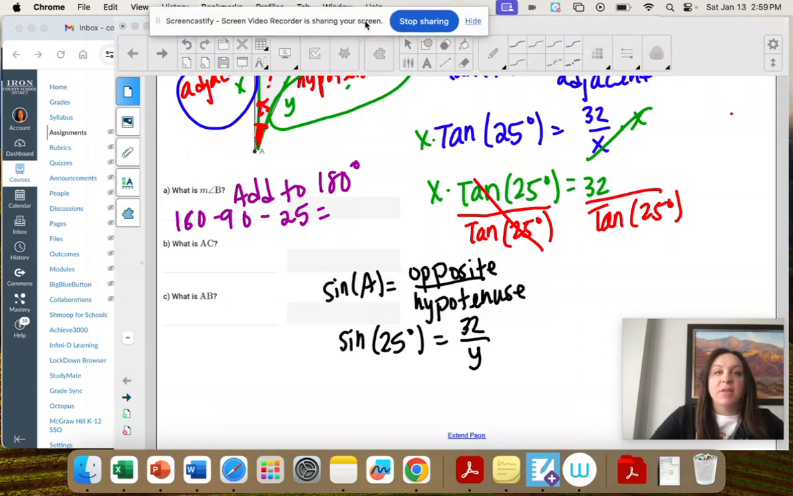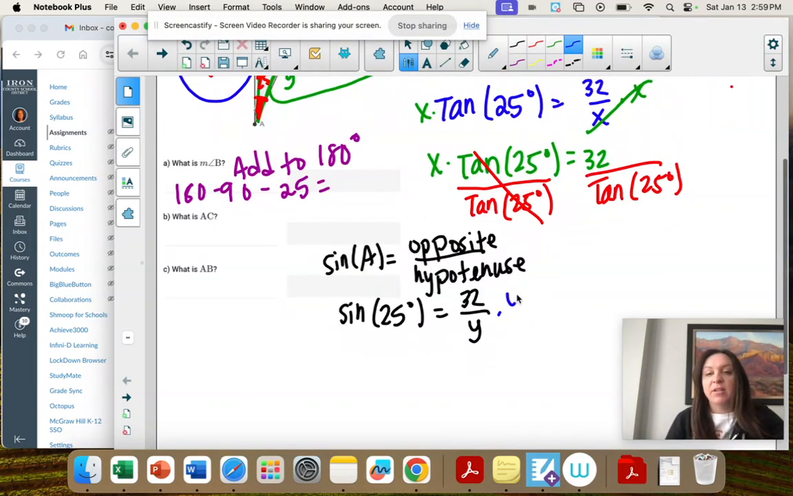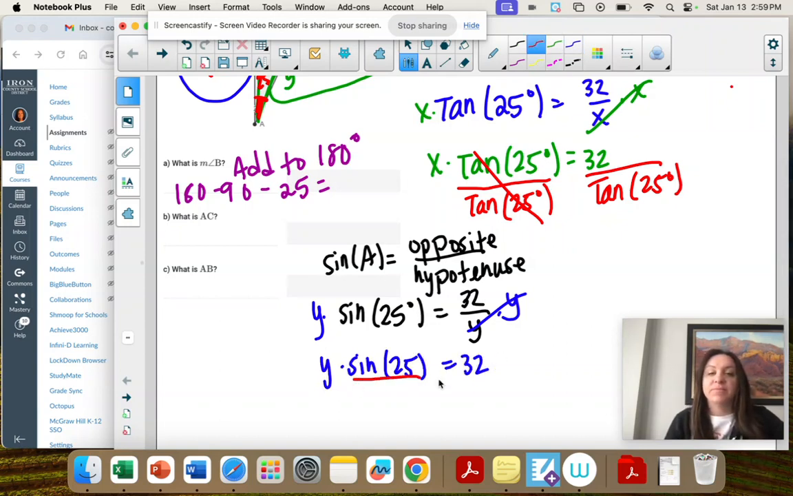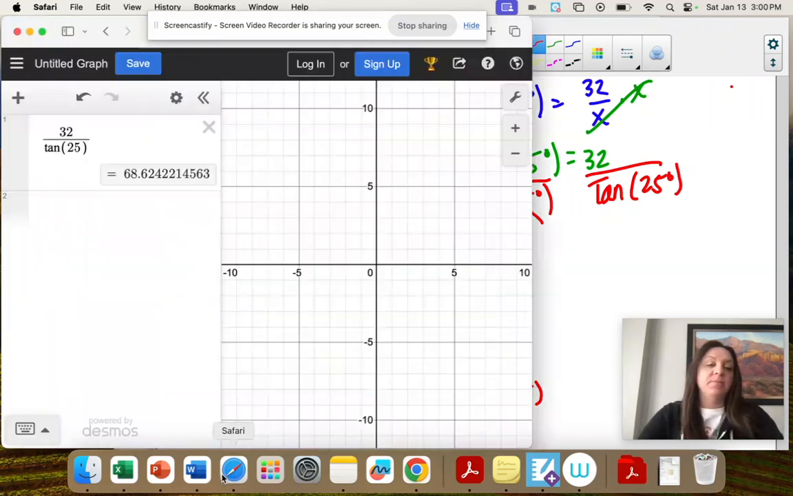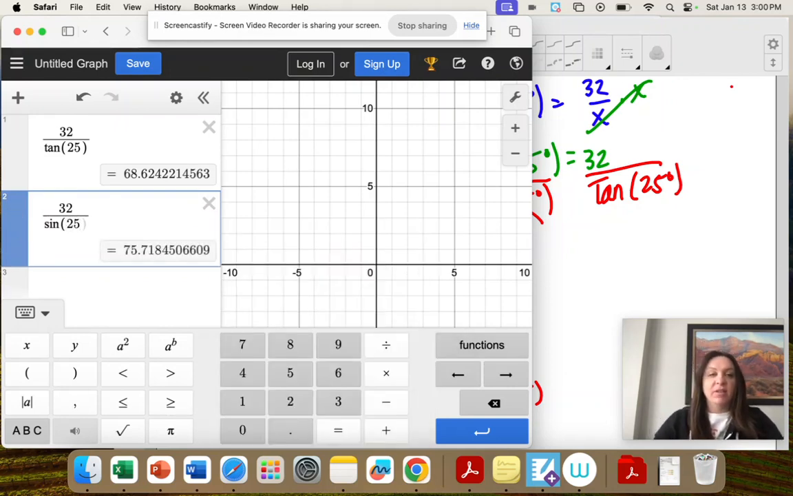And it's the same thing we just did. Notice our variables on the denominator. That means we have to times by it first, and then divide. So Y is 32 divided by sine of 25. And same thing, 32 divided by, here's our function, sine of 25, which is 75.72.